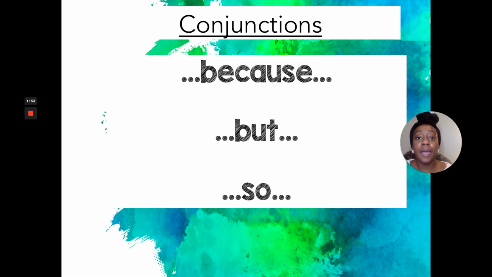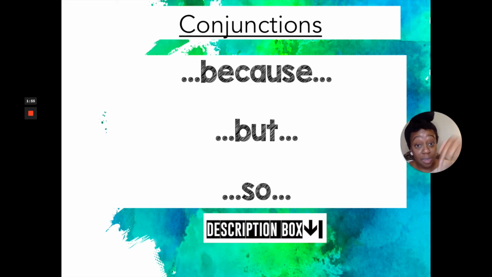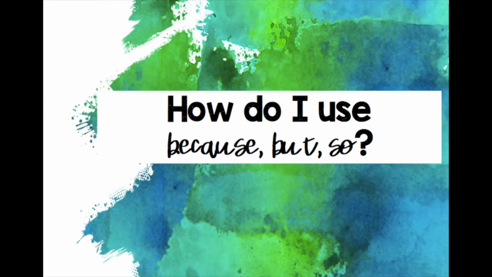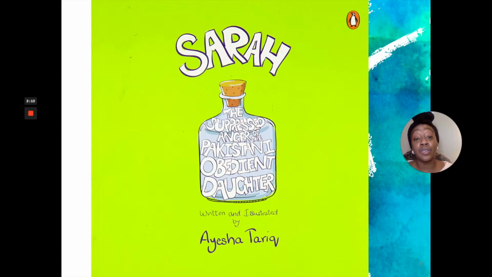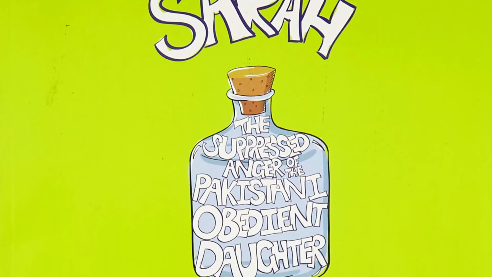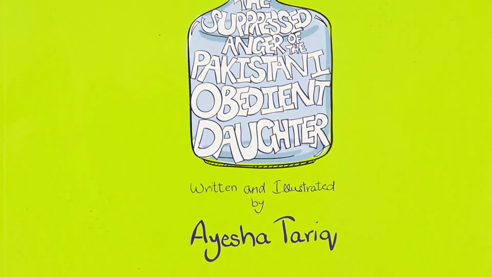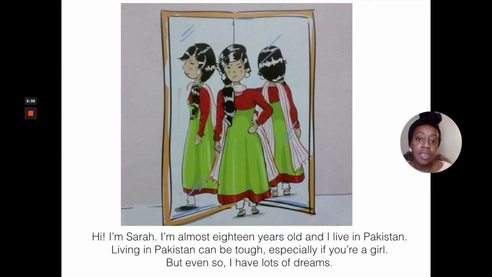If you need more practice, look in the description box below and there's a video for you to watch that will explain how to use because, but, and so. Let's practice how to use because, but, and so. We're going to look at this book called Sarah, the Suppressed Anger of the Pakistani Obedient Daughter. Sarah is a teenage daughter and she's living in Pakistan, and this is what she writes.